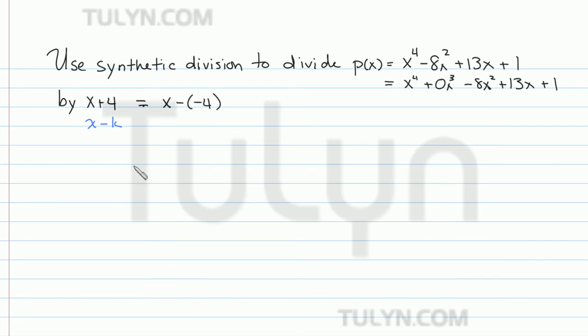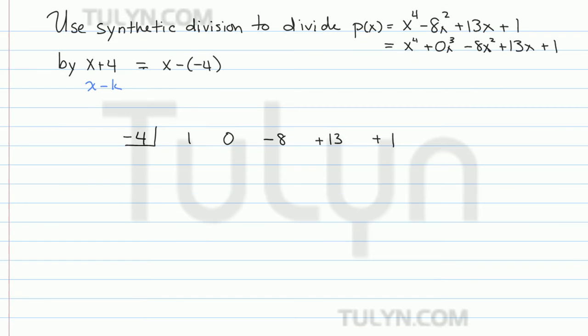So now what we do is we write our synthetic divisor in a little box on the left, and next to it we write the coefficients of each of the terms in the dividend. So for x to the fourth, the coefficient is 1, then we have 0, then negative 8, then positive 13, then positive 1. And then we draw a line under those coefficients of p of x, leaving enough space so that we can put another set of numbers.